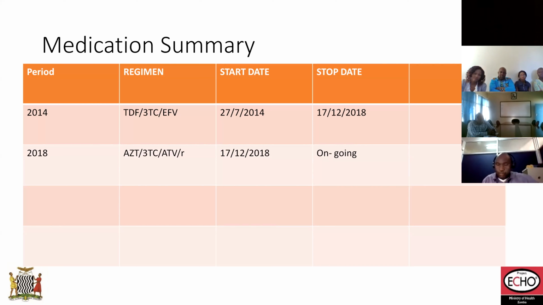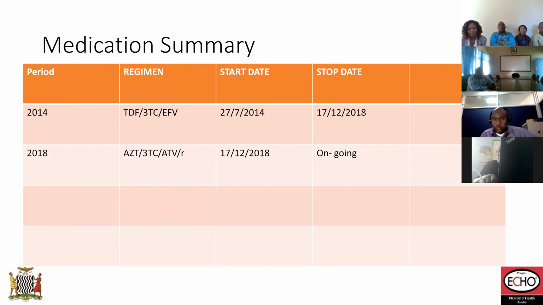Talking about medication summary, in 2014, when we put her on ART, the regimen was TLE, and it was commenced on 27th of July 2014. And this regimen was stopped after the lab investigations, as we'll be seeing later, on the 17th of December 2018. Now, in 2018, she was put on AZT3TC and atazanavir boosted with ritonavir. That was on the 17th of December 2018, and up to now, she's still taking the same regimen. Next slide.